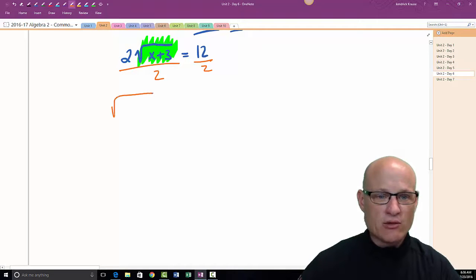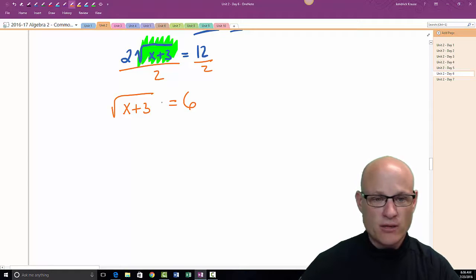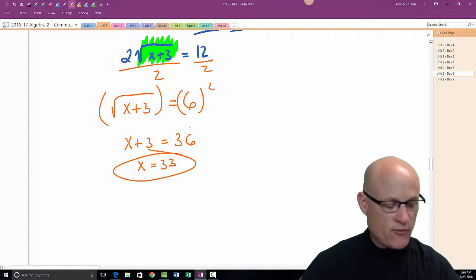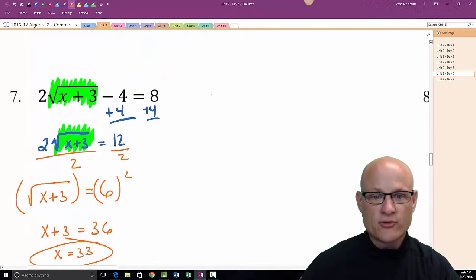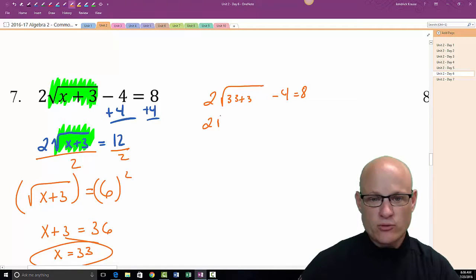And now I get the square root of x plus 3 equals 6. Okay, I'm going to square both sides. So I get x plus 3 equals 36. I'll subtract 3, and I get x equals 33. Don't forget, you need to check your answers. So we're going to go 2 square roots of 33 plus 3 minus 4 equals 8. Well, this is 2 square roots of 36 minus 4 equals 8. That's just 6. So 2 times 6 is 12. 12 minus 4 is 8.